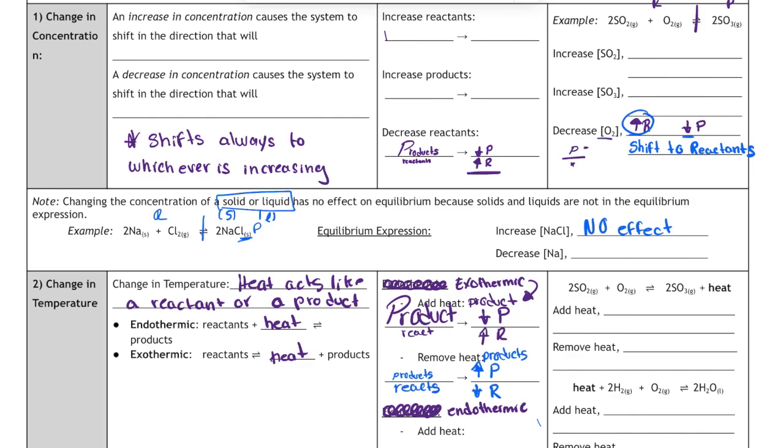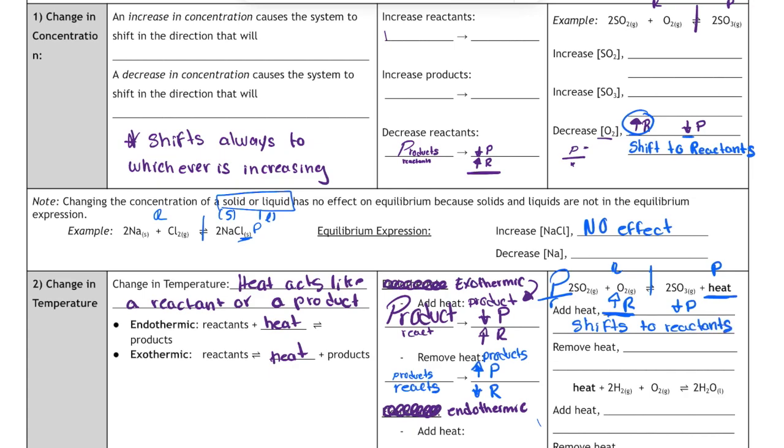2SO2 is add heat. So notice heat, let's go ahead and do reactants and products. You're adding heat. Heat is where? Heat is in the product. So now we're going to have big products, normal reactants. So this means that the reactants need to increase, right, in order to go back to equilibrium. And the products need to decrease. You shift to whichever is increasing, always, always. So it shifts to reactants.